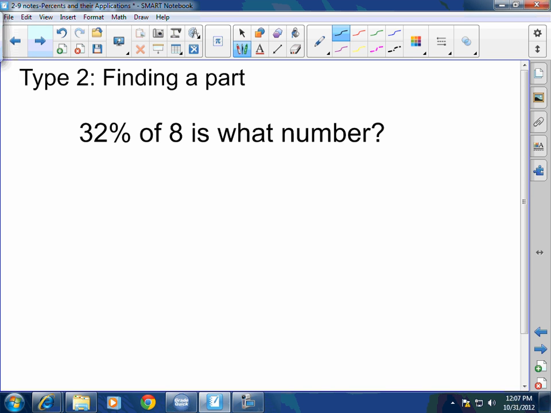32% of 8 is what number? 32%, so 32 over 100 equals is, what is the is here? X. And what is the of? 8. Now, I saw some people go, oh, is 8. Don't go backwards. Go forwards.